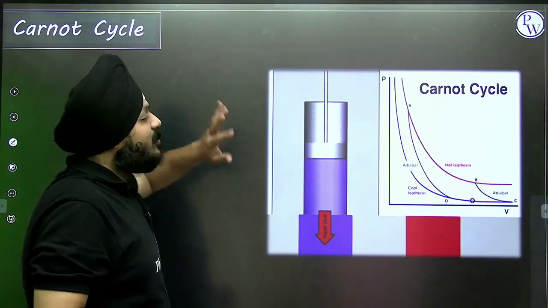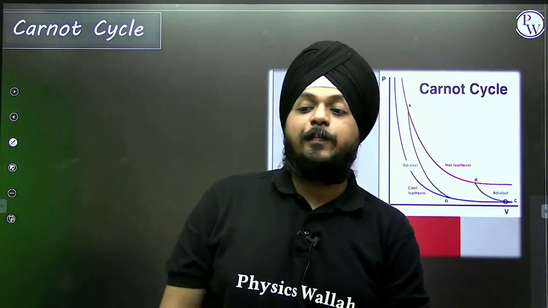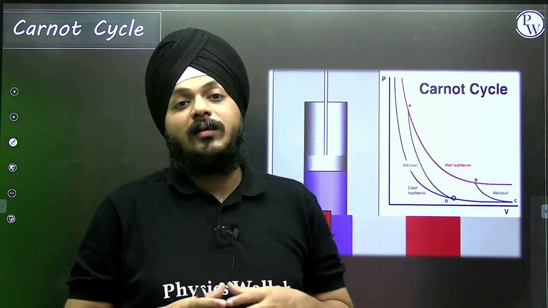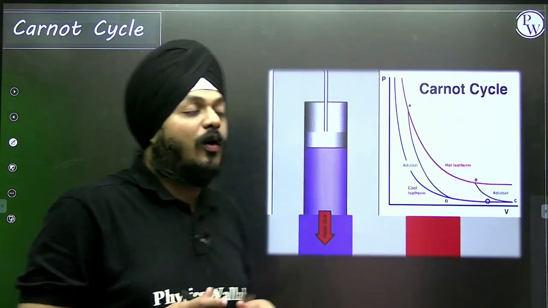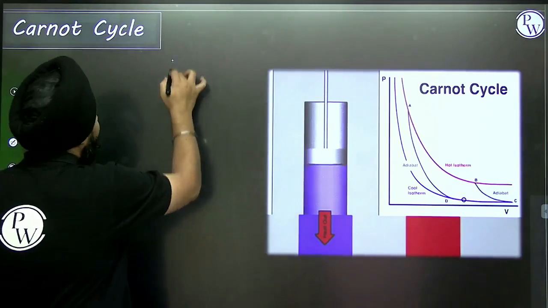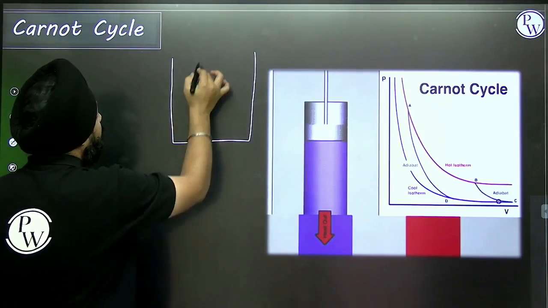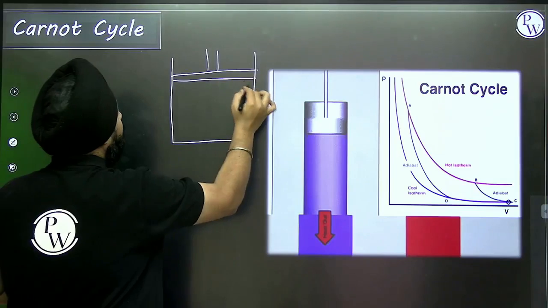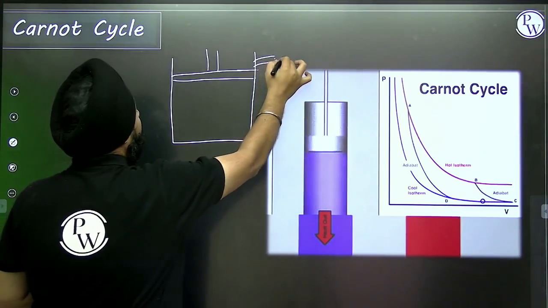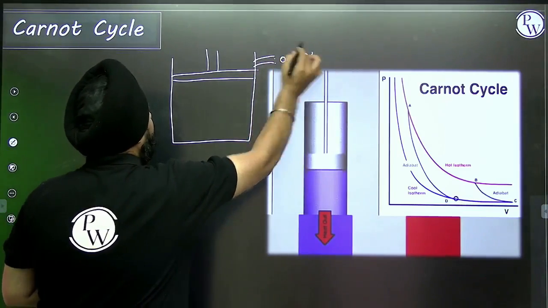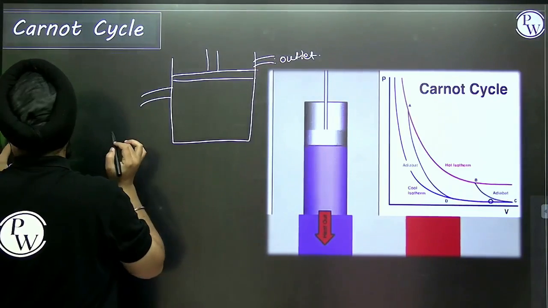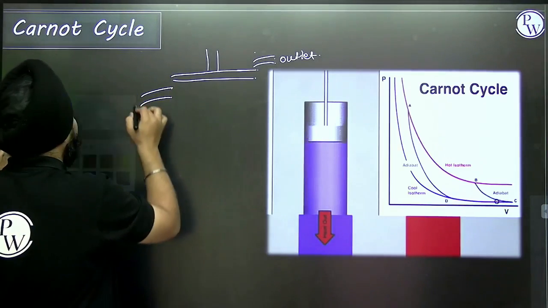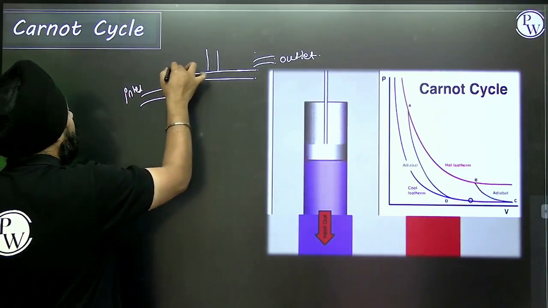To understand the Carnot cycle, I'm going to show you one process, the process of the 4-stroke engine. There is one combustion chamber. The piston is there. Here we are having an outlet valve, and here we are having an inlet valve. At one side we are having the outlet valve, at one side the inlet valve.